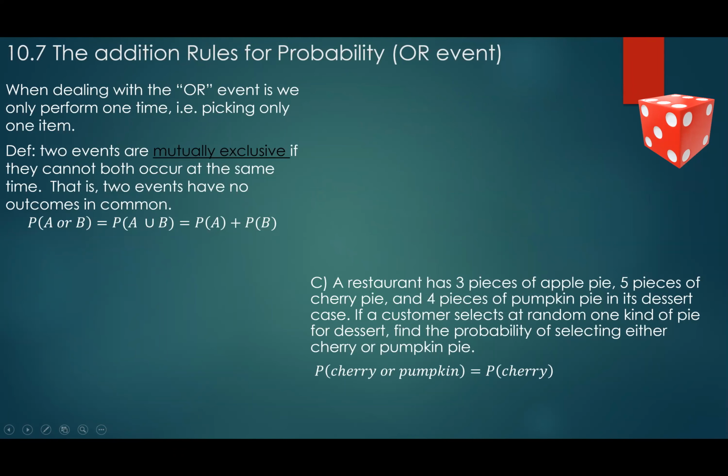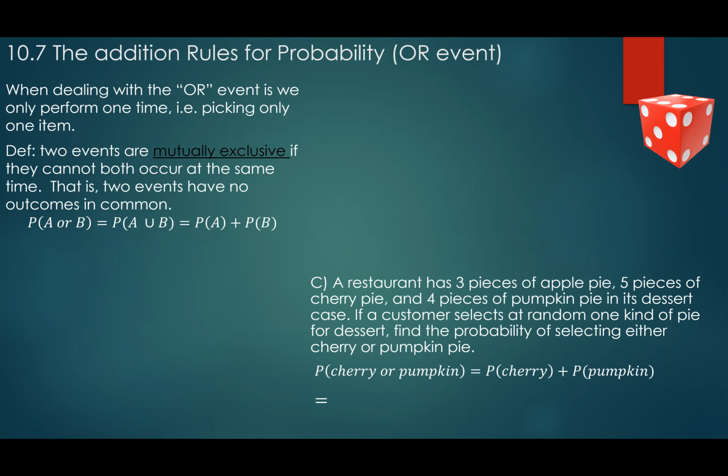So looking at this, the probability of a cherry pie or a pumpkin pie is basically you find the probability of the cherry pie plus the probability of a pumpkin pie, and you add them together. What is the probability of cherry pie? How many cherry do I have? Do you agree that there are 5 cherry out of 12?